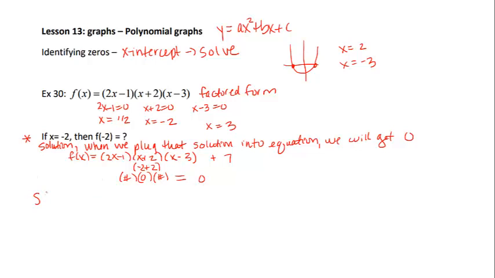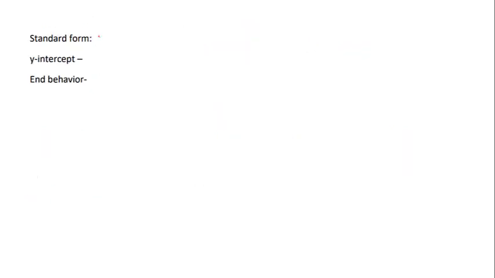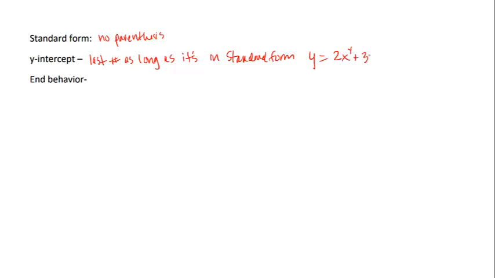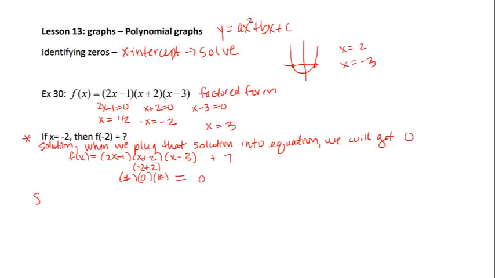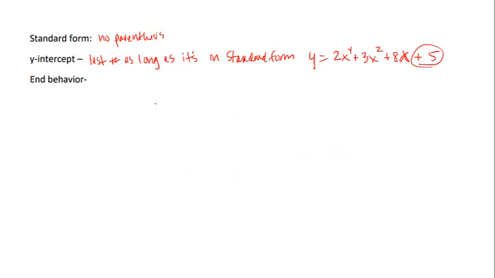Standard form. Standard form of a polynomial means no parentheses. Y-intercept, remember that y-intercept is always the last number as long as it's in standard form. So if I gave you something like this, this would be my y-intercept. But if it was the previous problem, if it was this, I can't just look at that last number and say that's my y-intercept.